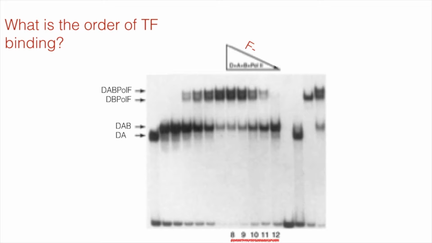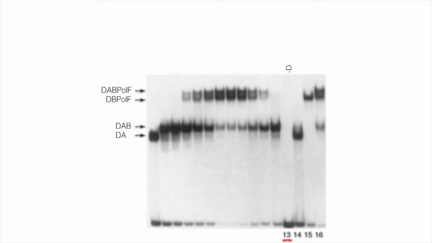But what they want to figure out is the order of binding for all the general transcription factors. So that's what the next lanes are going to address. Now in lane 13, we have all the general transcription factors plus pol. The only thing we're going to omit is transcription factor D. And what happens? Nothing. What do I mean by that? There are no bands. None of the other transcription factors bind when we omit D.